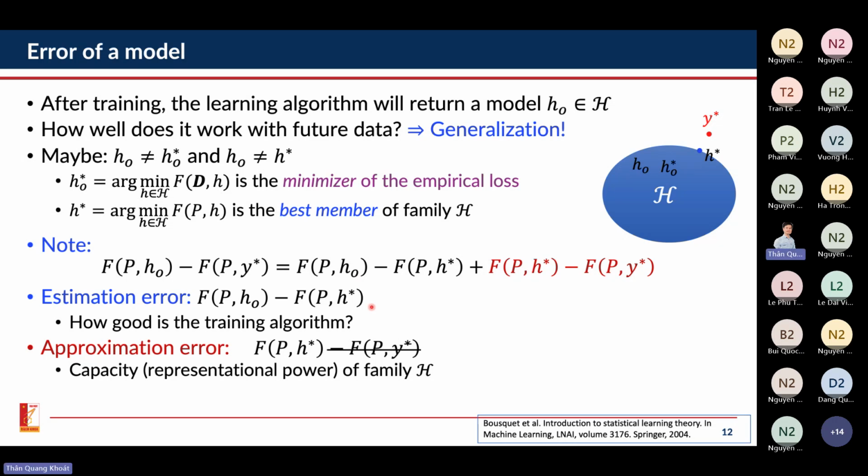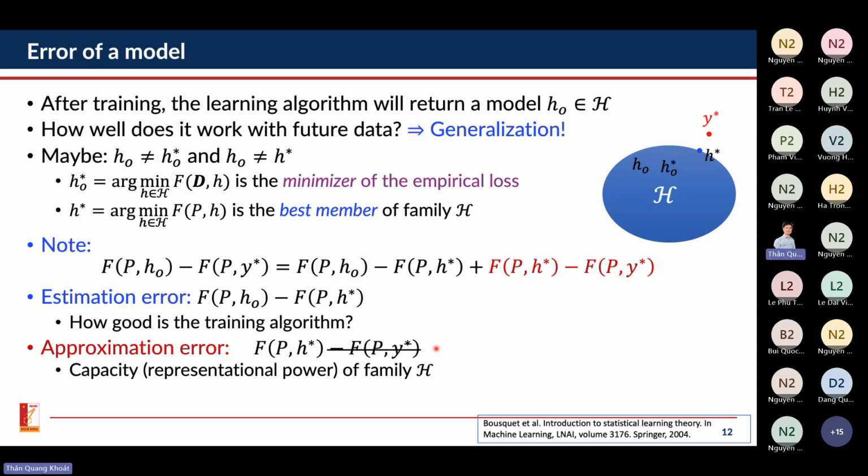For one problem, we may have different learning algorithms, right? And in practice, you need to choose a specific one for your problems. And if your learning algorithm is very strong, then with a high probability, it can return a very good model, right? So in that case, this error should be small. Another quantity, the last quantity here, represents the approximation error.